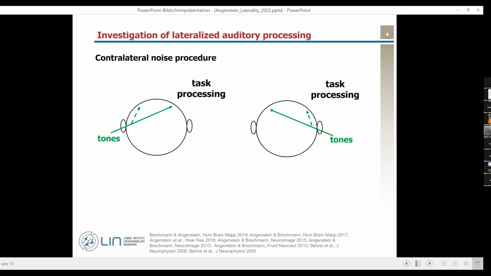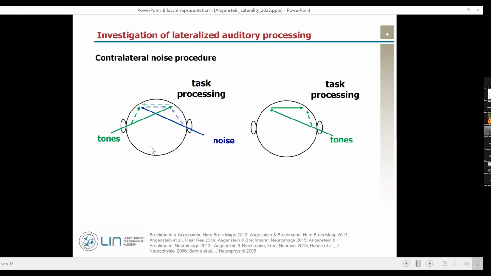When you look at the example on the left side, when we present the task-relevant stimuli contralateral to the main task processing side, then due to the contralaterality of the auditory system, the information directly arrives at this hemisphere where the task processing takes place. In the right example, when the task-relevant stimuli are presented ipsilateral to the main task processing side, then the information about these stimuli mainly arrives at the other hemisphere. And for task processing, the information has to be used from the weaker ipsilateral input or from the information transfer via the corpus callosum from the other hemisphere.